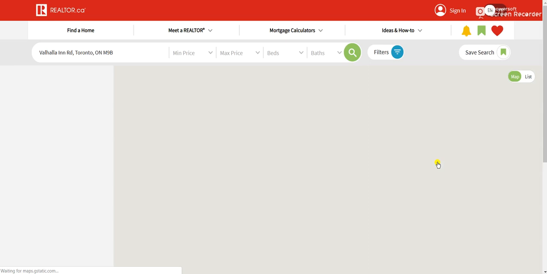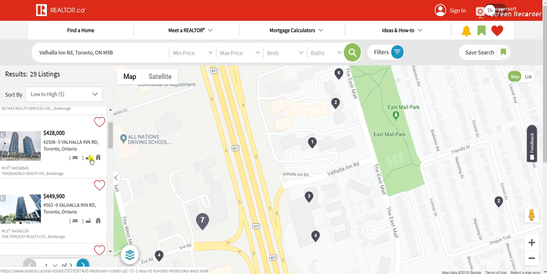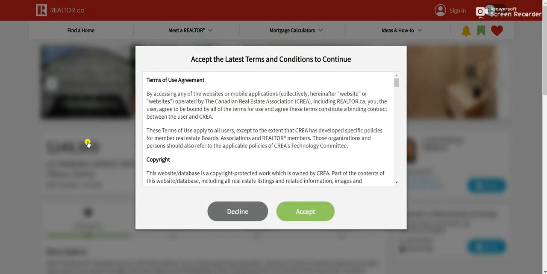And here we go. Ooh, look at that. It brought it up. Look, there's some parking right over here on Eva. That's great to know. Only $37,000. Yikes. Other than this, let's go to this one, because it'll be a standard listing, 5 Valhalla Inn Road, which is right over here. As you saw, it jumped. The pin jumps when you're hovering over it on the left.